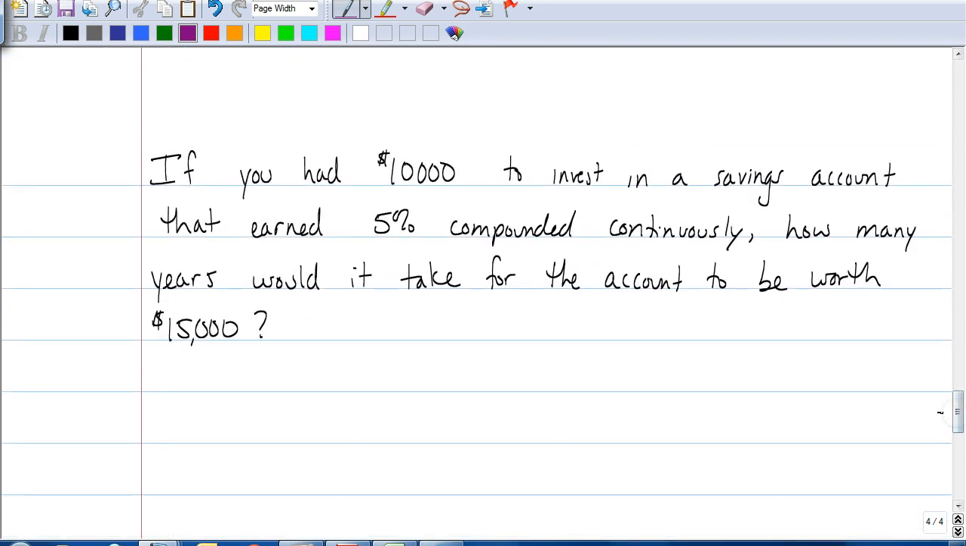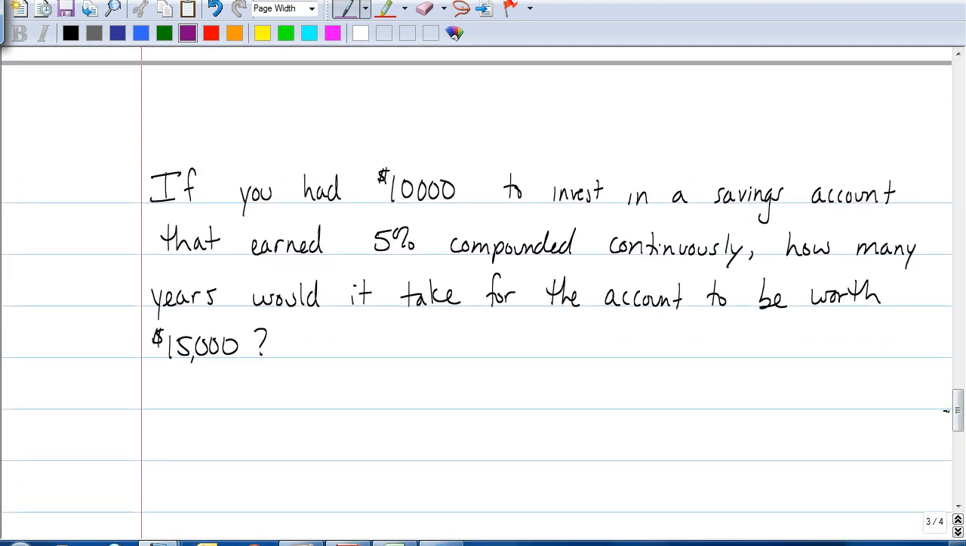Let's look at some story problems. Remember back earlier in this chapter, we heard this phrase, compound continuously. That's where e was first introduced to us. When you see that phrase, remember it's this formula, PERT: A equals P times e to the rt as your exponent.